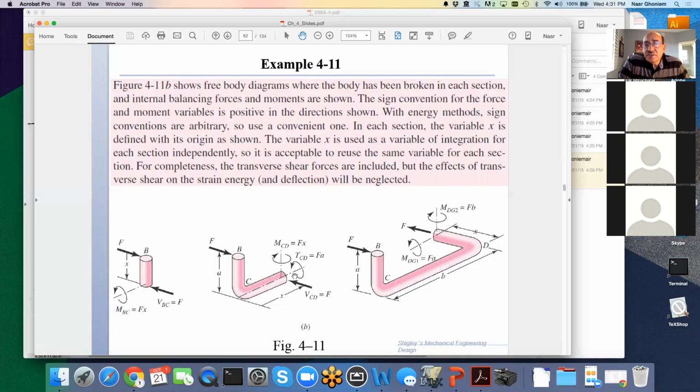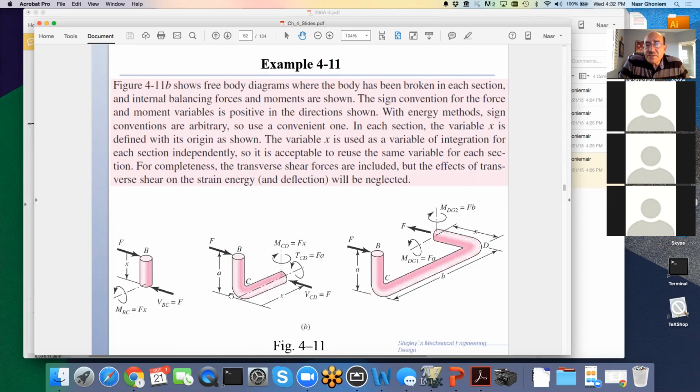Now I need to determine what's going on for this middle section, CD. The middle section, CD, if I cut it to have a free body diagram, then I must add a horizontal force to counteract the applied force. And since the applied force is trying to rotate it clockwise, then I have to have a counterclockwise moment to react it. And the moment is F times A because F times the distance. This moment, in fact, because it is rotation around the axis of the wire, we can very easily call a torque. So this torque is FA.